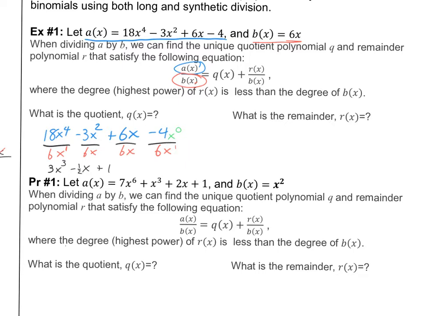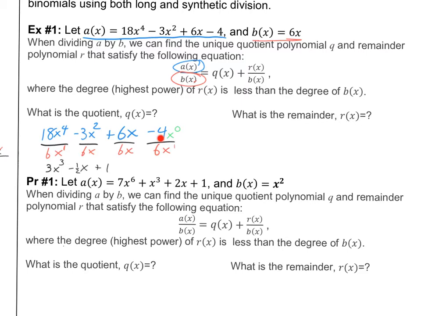I would just write, well, I guess I could actually reduce this negative 4 and 6, can't I? I could definitely reduce that. So we could say that's like negative 2/3. But you would just write it like this: minus 2 over 3x.